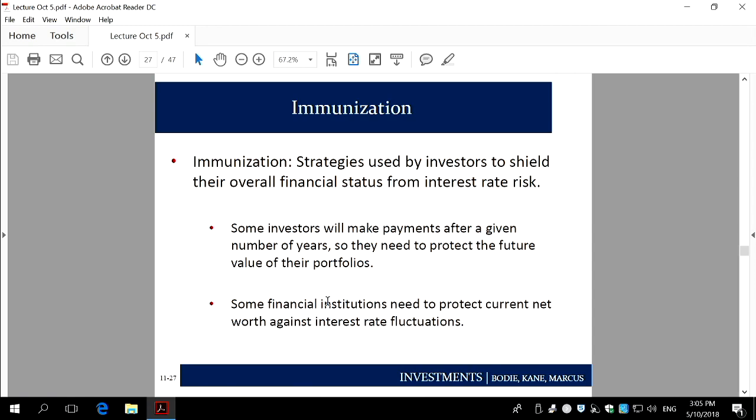Another motive is that some financial institutions need to protect the current net worth of their portfolio against interest rate fluctuations. So they're similar, but one is to protect net worth, and one is to protect future value. And we just use an example to see this.